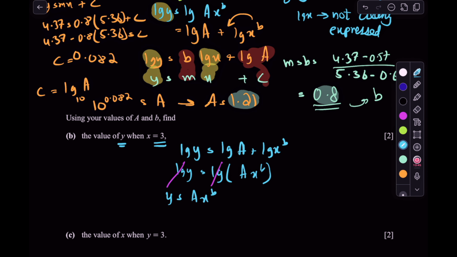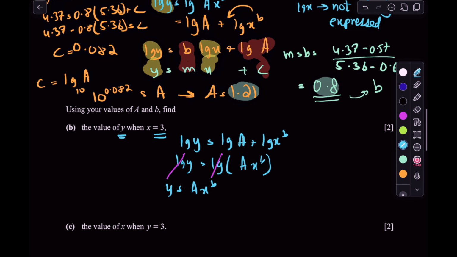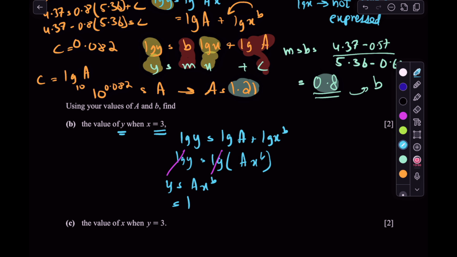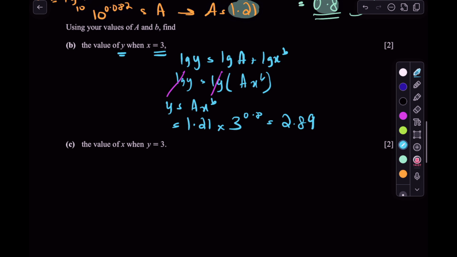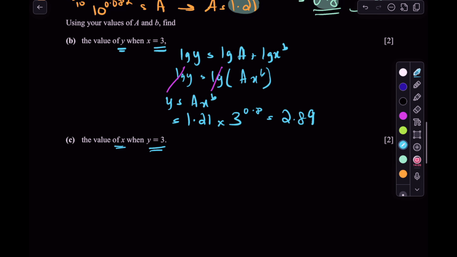y equals a x to the power of b, and what is my a? It is 1.21. And what is my x? Well, it is 3, given in this part of the question, and my b is 0.8. And so my answer comes out to be approximately 2.89. That wasn't really difficult. Now, the question first asks us to calculate the value of y when x is equal to 3, and now the value of x when y is equal to 3.